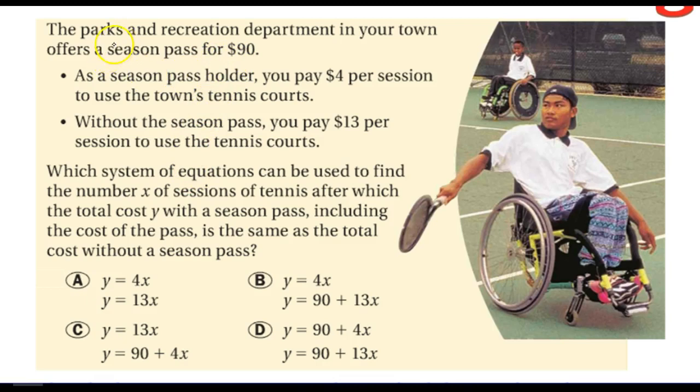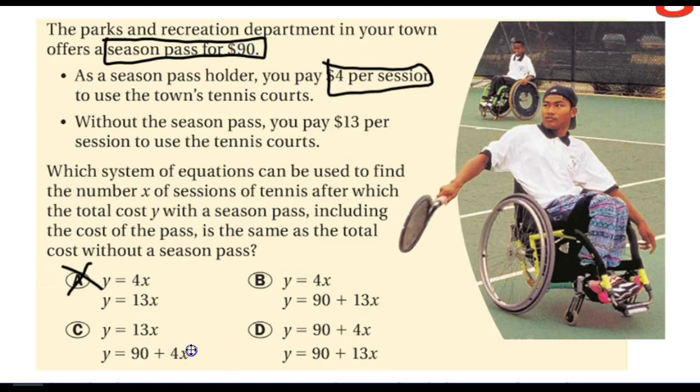So we know that if you get a season pass, you have to pay $90. So we need to look for anything that has a 90 in it. So we can't do A right away because it doesn't have a 90. If you're a season pass holder, you pay $4 per session to use the town's tennis courts. Now that $4 is in addition to the $90 you already paid. So we're looking for 90 plus 4x. So that eliminates B, because that doesn't have a 90 plus 4x. It's either C or D.